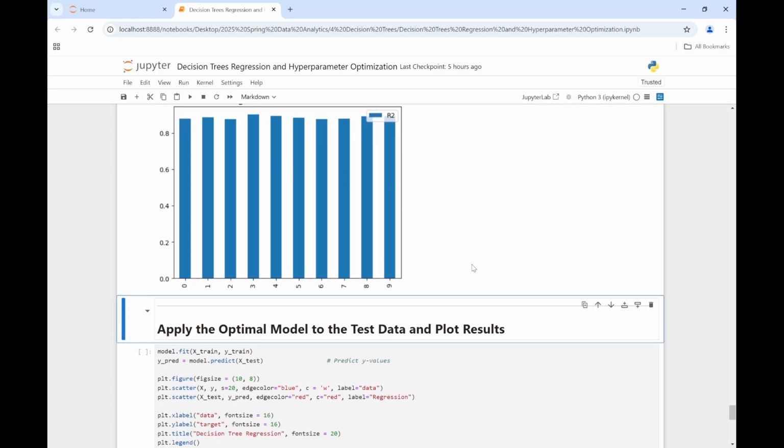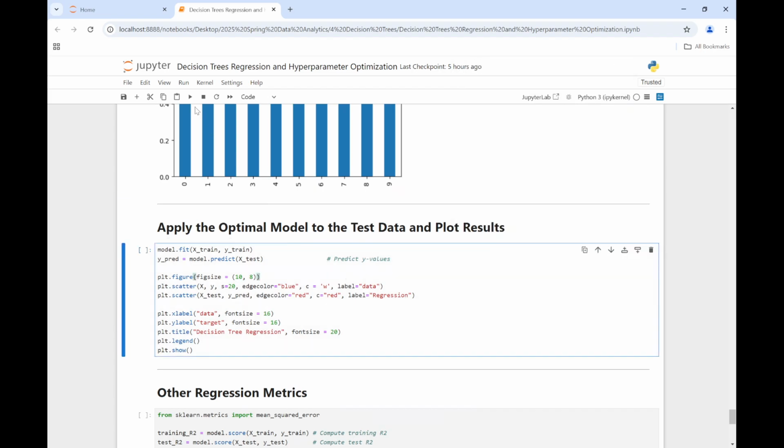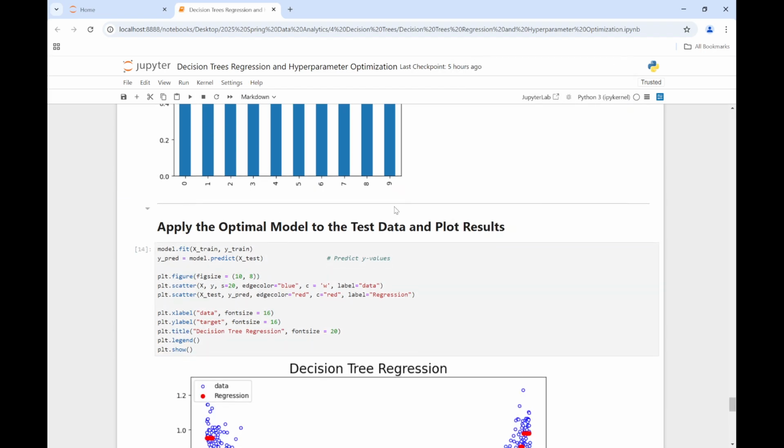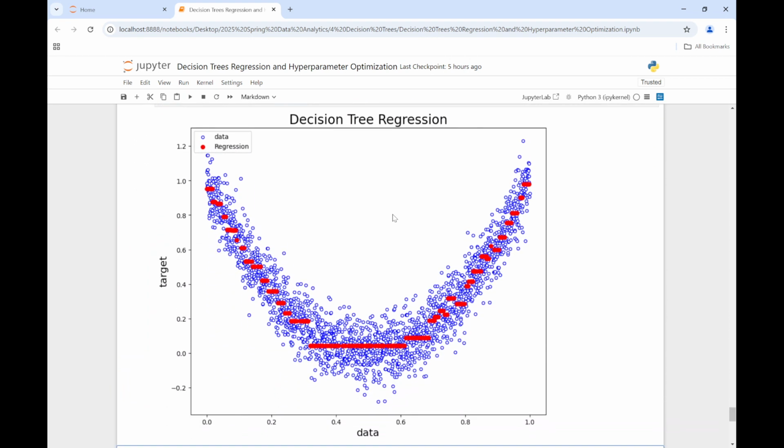Let's go ahead and apply this model to my test data and plot my results. So we can see the target variable on the y-axis. We can see my explanatory variable on the x-axis. The blue open circles represent my data and the red dots represent my model fit. So visually again, we can see a significantly better fit to the data in comparison to what we were attempting to do manually by changing the hyperparameters manually.